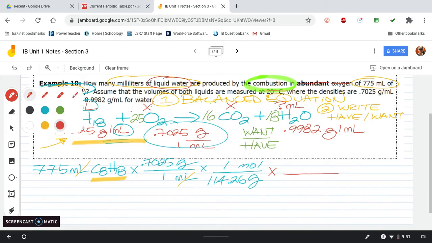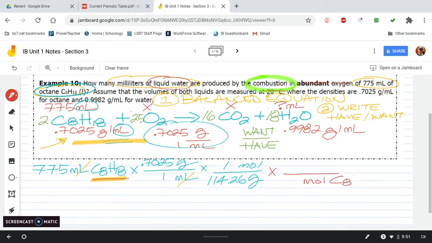So I have the C8H18. So that's what I have. So I'm going to put mole of C8H18 on the bottom. Now I'm going to run out of space here, and so I'm going to have to put more of this on the next line, but this is all technically one long problem, okay? So just because I'm going to run out of space, it's still one long problem. So I'm putting this on the bottom so it'll cancel.